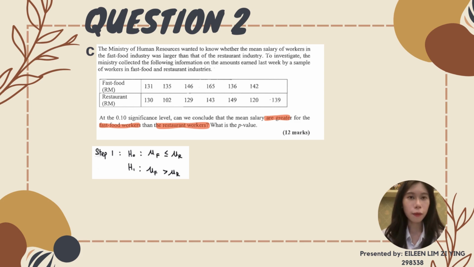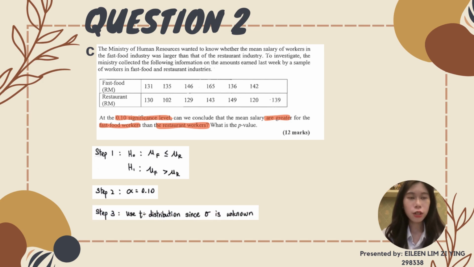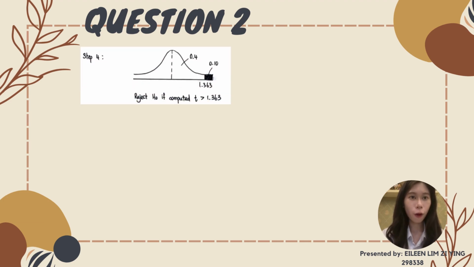We write the alternate hypothesis is mu for the fast food workers, mu f, larger than the mu for the restaurant workers, mu r. The null hypothesis is mu f less than or equal to mu r. Step 2, alpha equals 0.1. Step 3, use t-distribution since sigma is unknown. Step 4, draw the one-tail graph and shade the right tail to show the rejection area.